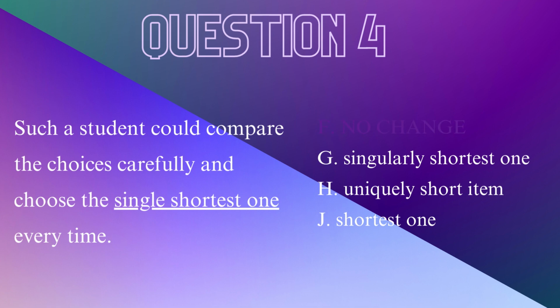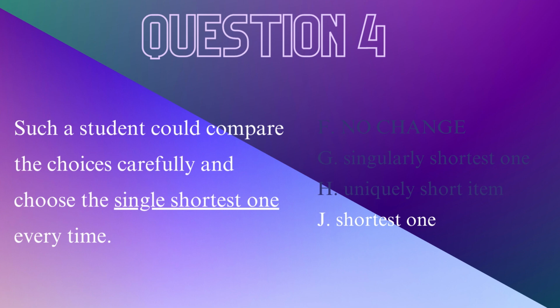If you notice, it's 3 words, and it's a little redundant because single and one also mean the same thing. Singularly shortest one, as in choice G, is too long, it's too wordy. And again, it kind of has the same meaning with one and singularly. H, uniquely short item. Or J, shortest one. J is the answer. That is the simplest and easiest way, and it still retains the same meaning.